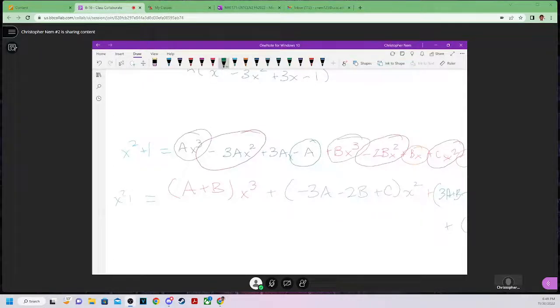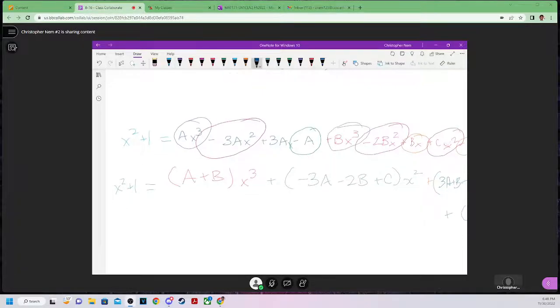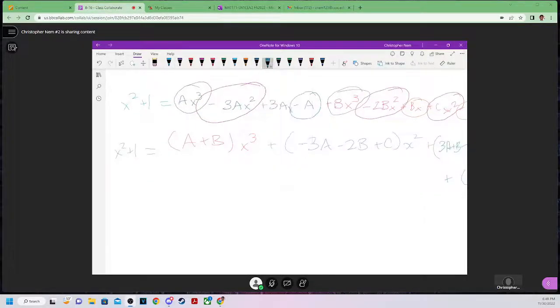x squared plus 1. Now notice on the left side, I do not have an x cubed term, which means my coefficient for x cubed has to be 0. So my first equation that I get out of this is a plus b equals 0. That's my first one. Actually, I need to make some space so you can see this clearly. A plus b equals 0.